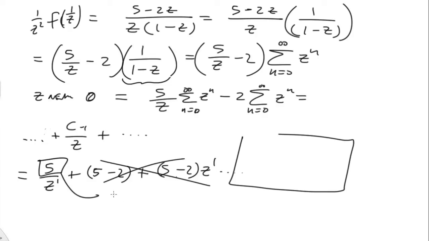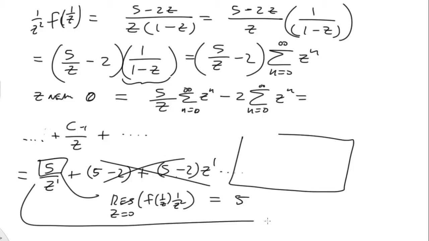That 5 was the residue of 1 over z squared, f of 1 over z, at z equal to 0. That's going to be 5. So of course, just like before, we find that the integral around the contour of f of z dz, where we enclose all of our singularities, is again 2 pi i times 5. Okay, so now I hope you see how you can use this.